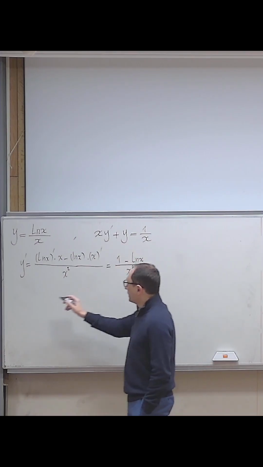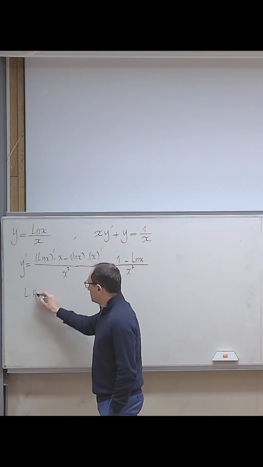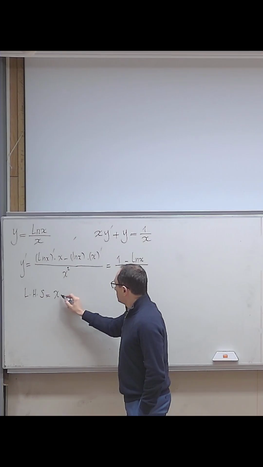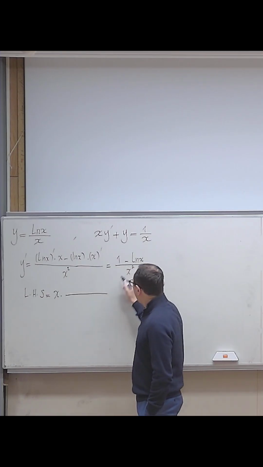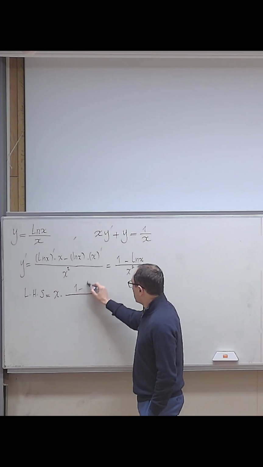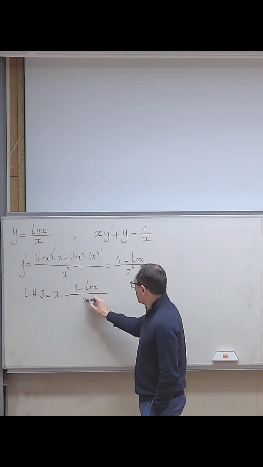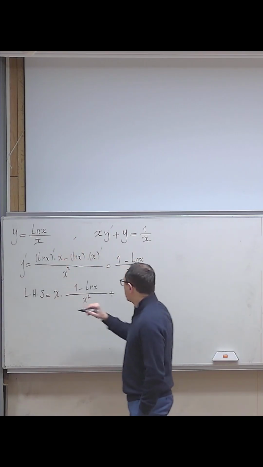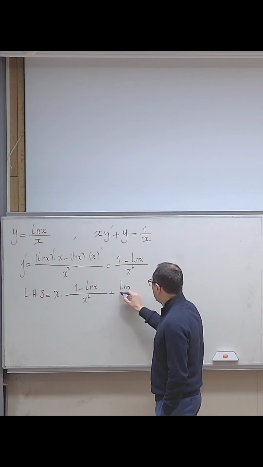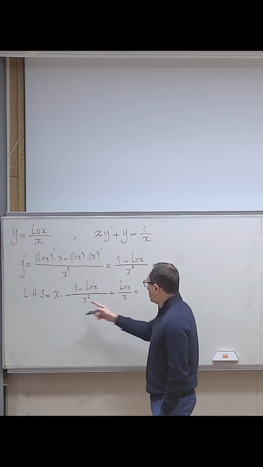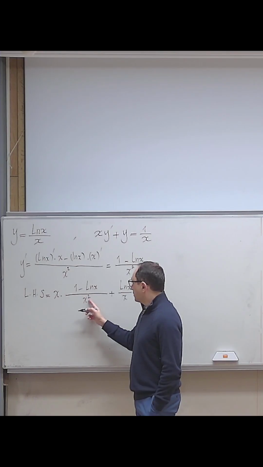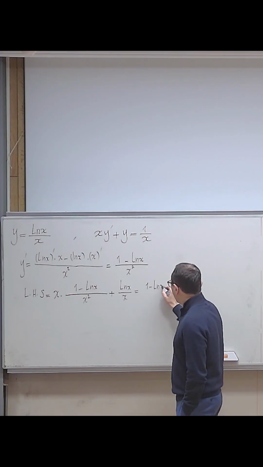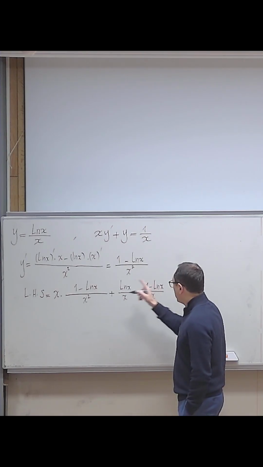You start from the left-hand side, and then you have x multiplied by y prime. Y prime is this fraction, 1 minus ln of x divided by x squared. Then I have y. What is y? Y is this fraction itself. And now what happens? This x and one of these x's are gone. So 1 minus ln of x over x is left from the first fraction.